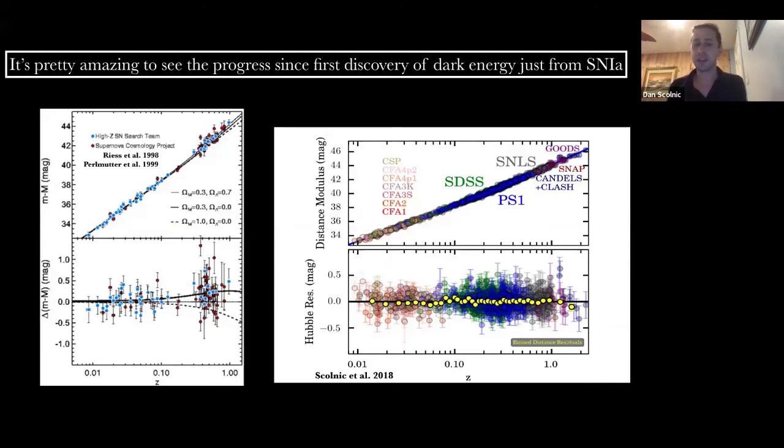So you can see how good a fit it is now. We're at 1,050 supernovae, which you can see on the right, from multiple surveys. See just how good a fit the data is to the model. It's really incredible to see how far we've come.